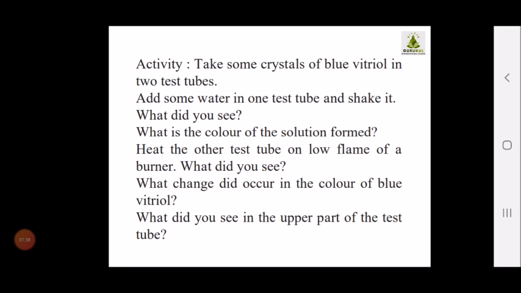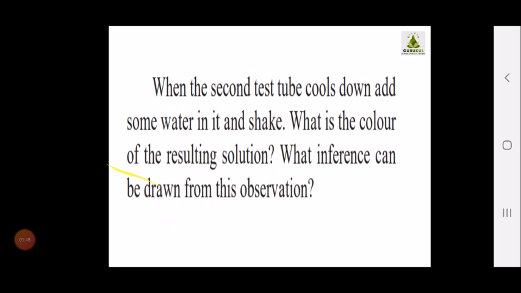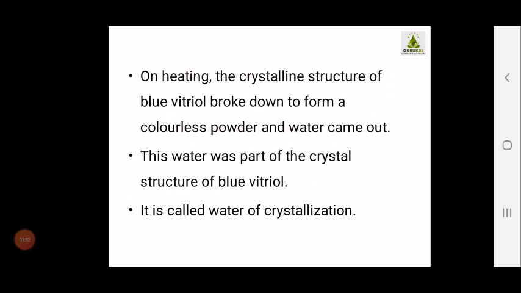On the other hand, on low flame we have to heat the other test tube and see what change occurs in the color. After some time we will come to know that on heating, the crystalline structure of the blue vitriol breaks down to form colorless powder and the water comes out. This activity is given in the textbook also, so you can refer to the procedure in the textbook in much more detail.